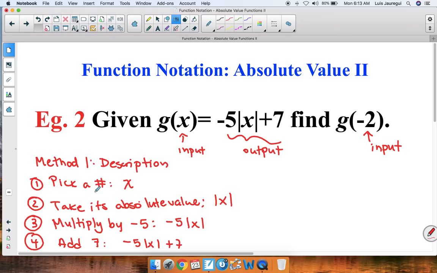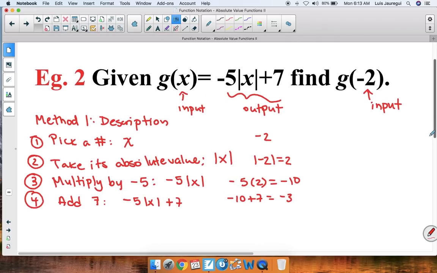So at step 1, when I pick the number, I'm going to choose -2. Now step 2, take its absolute value. So we have the absolute value of -2, that is equal to 2. And then multiply that by -5. So we have -5 times 2, that gives us -10. And then add 7. So we have -10 plus 7, that's equal to -3. So we can say that g of -2 is equal to -3.